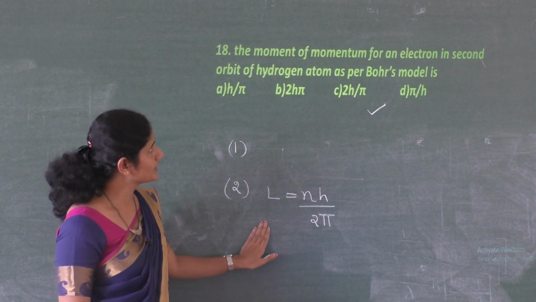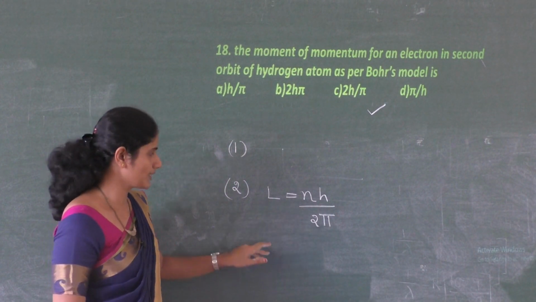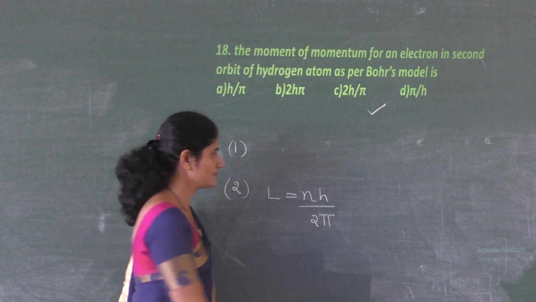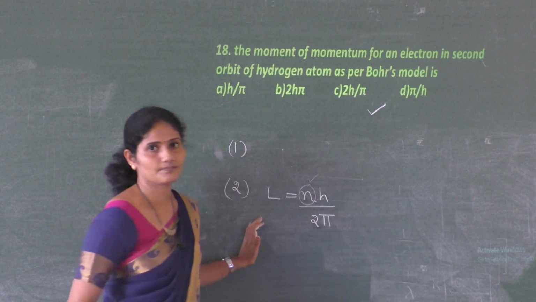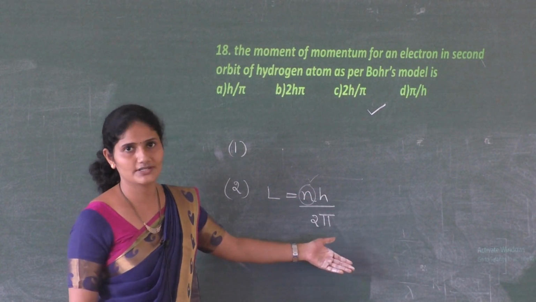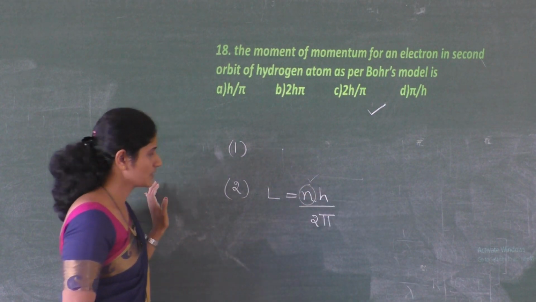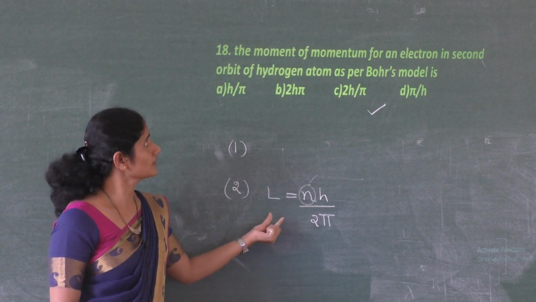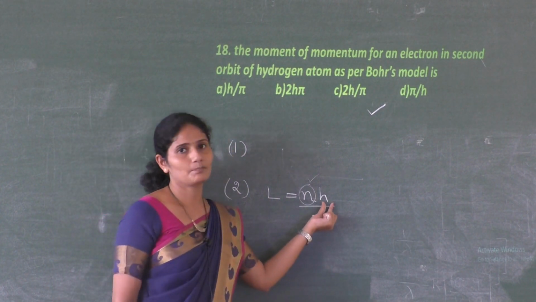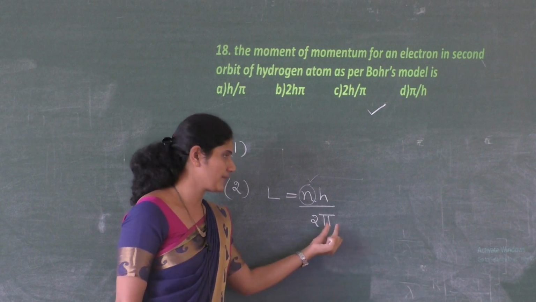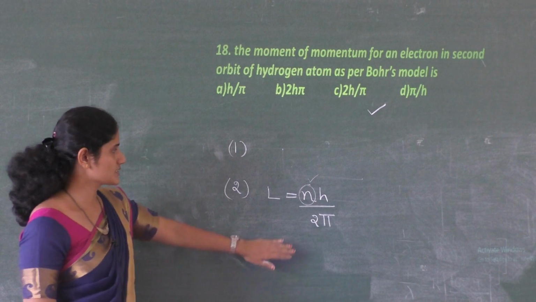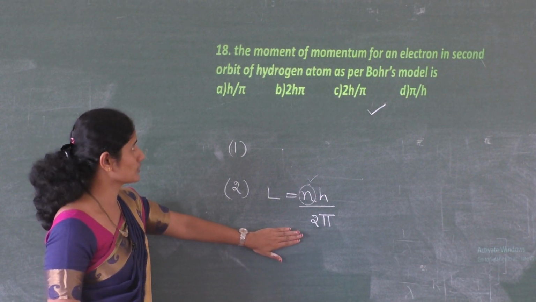The moment of momentum or the angular momentum L is an integral multiple of h by 2 pi, where n is an integer. For the first orbit n is equal to 1, and for the second orbit n is equal to 2, and so on. Here L is the moment of momentum or the angular momentum, h is Planck's constant, and pi is a constant. So L is equal to nh by 2 pi. This is the second postulate of Bohr.